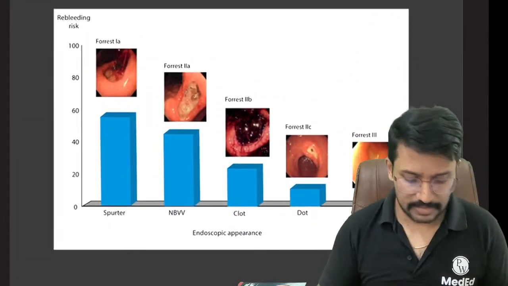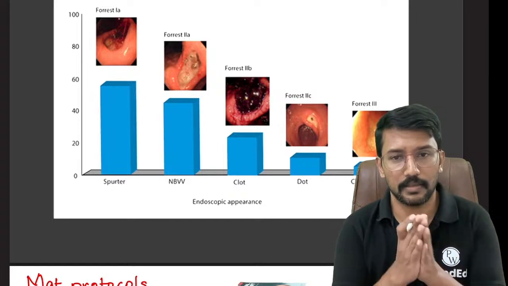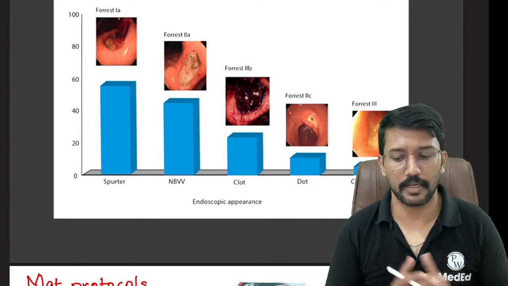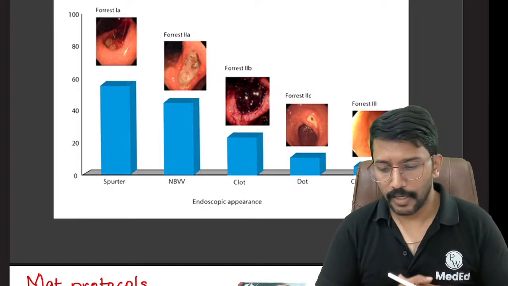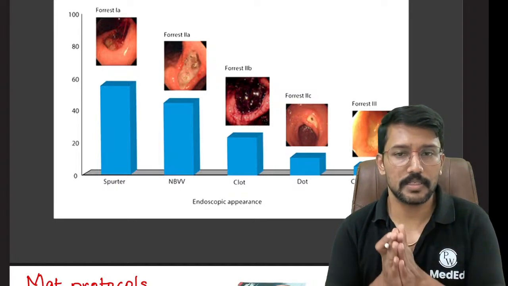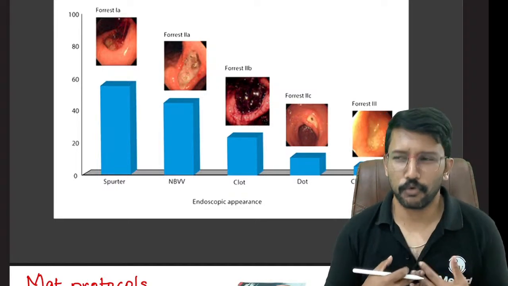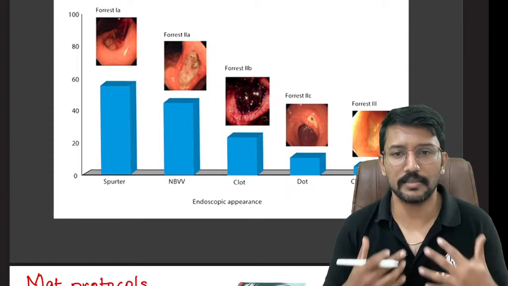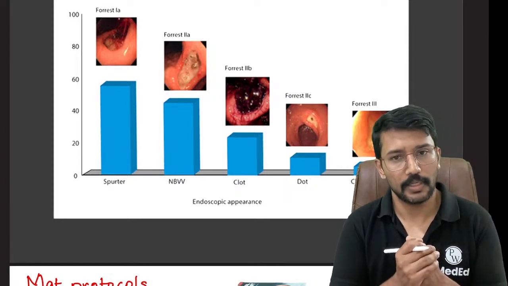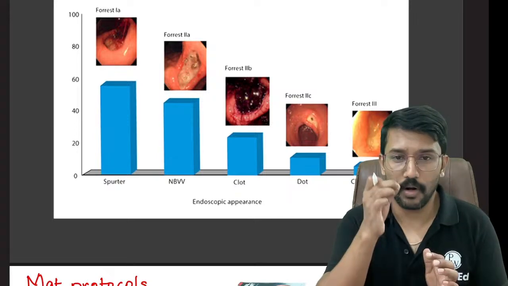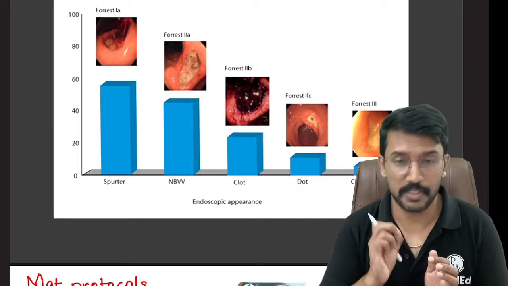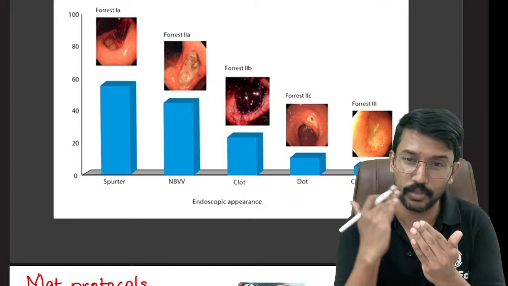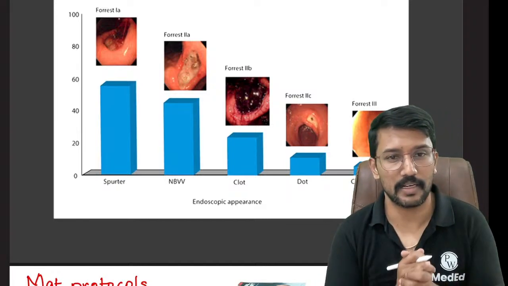According to the Forrest classification, the endoscopic appearance of a patient with bleeding peptic ulcers is divided into different classes. MW stands for Mallory-Weiss tear. That typically happens when you forcefully vomit or retch, and that severe retching increases the intra-abdominal pressure so much that you end up developing a small tear in the lower esophagus, especially the GE junction, only affecting the mucosa, not cutting through all the layers of the esophagus. We call it a Mallory-Weiss tear.